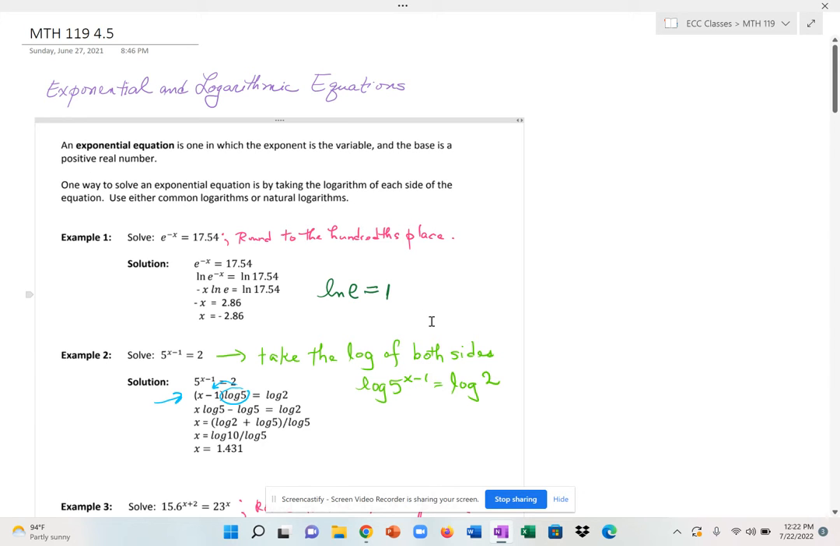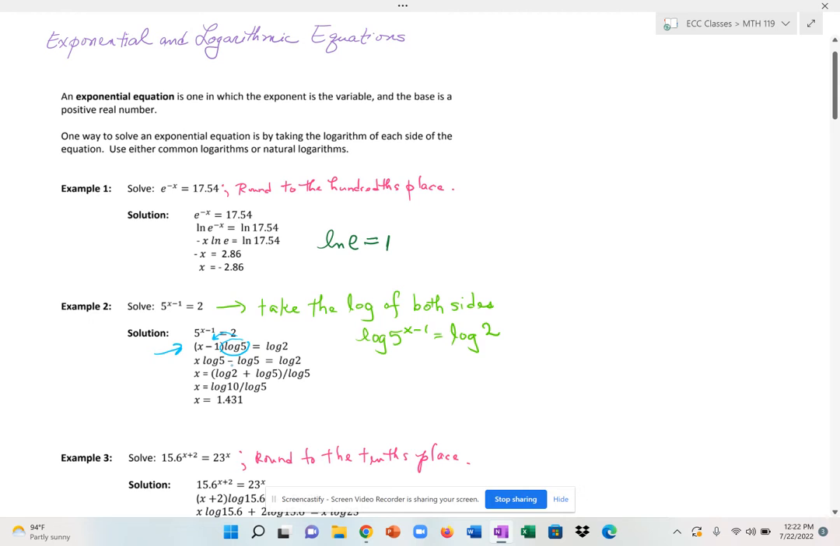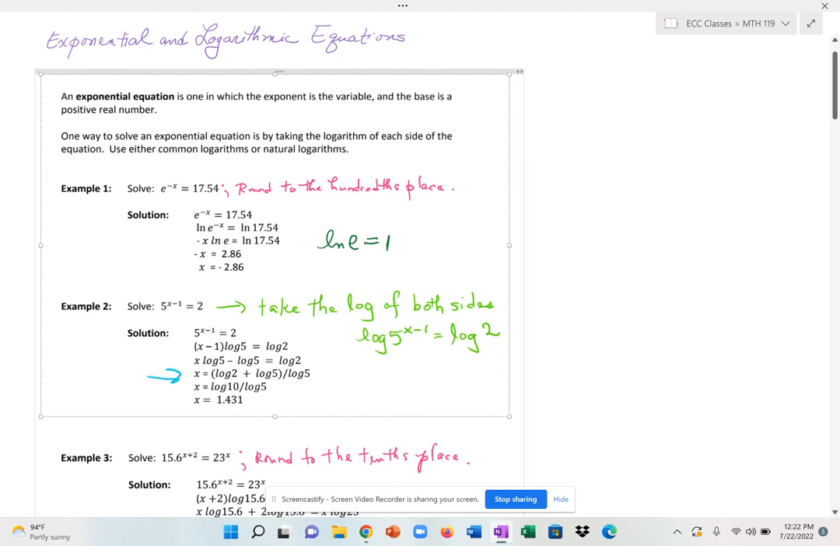Then I added the log of 5 over to the right side, and I divided by this log of 5 so that my x would be alone. So x is equal to the log of 2 plus the log of 5 in parentheses divided by the log of 5.